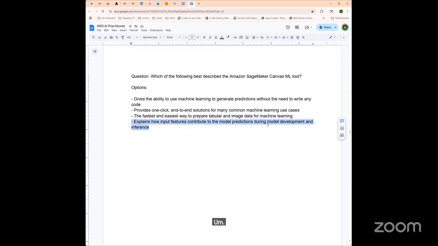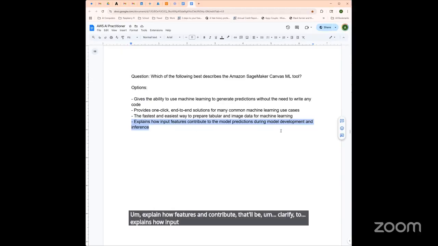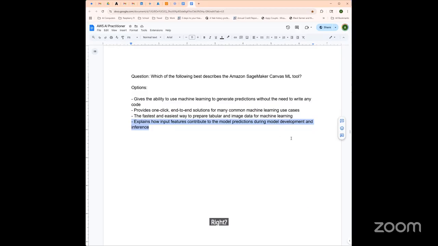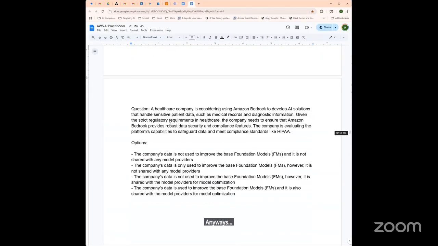Explain how features contribute, that'll be Clarify. It explains how input features contribute to the model predictions. Right? Clarify. Okay. Anyways, all right, next question.